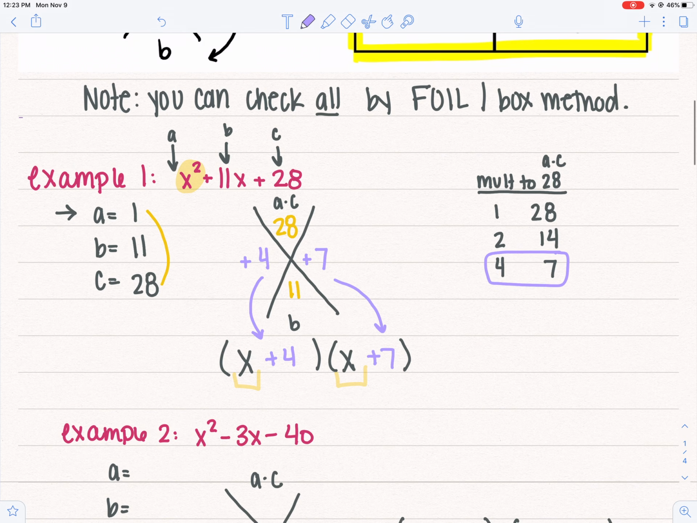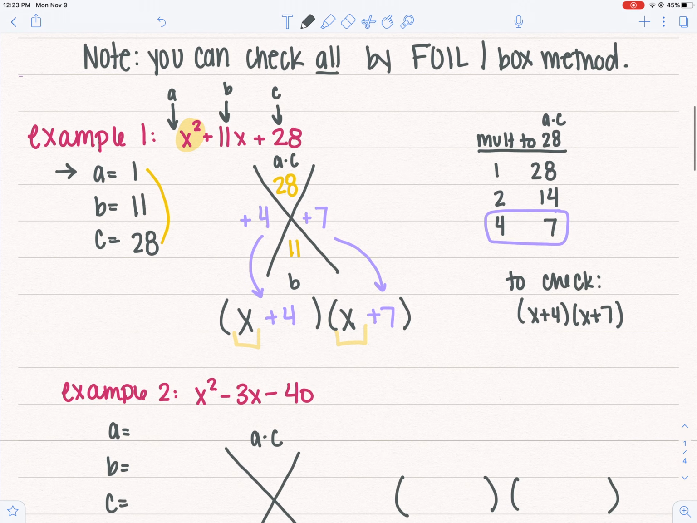Now, I'm only going to check in this first example, but just to remind you, to check, you are going to FOIL x plus 4 times x plus 7, or do box method, whichever one you prefer. So x times x is going to give me x squared. Outer x times 7 is going to give me 7x.